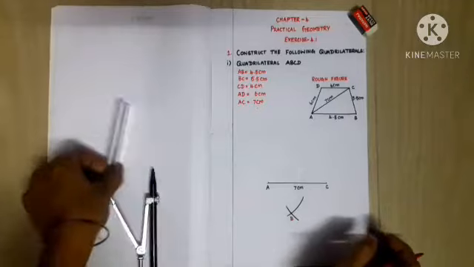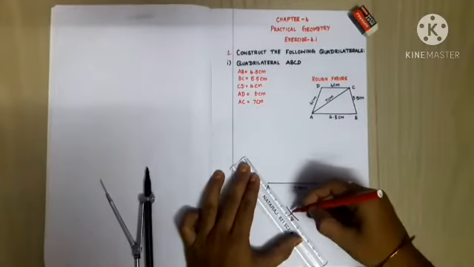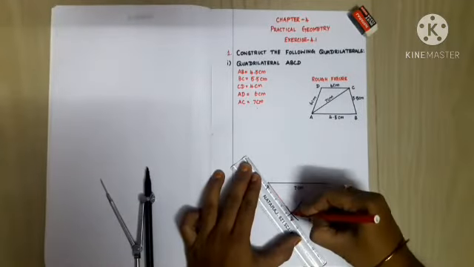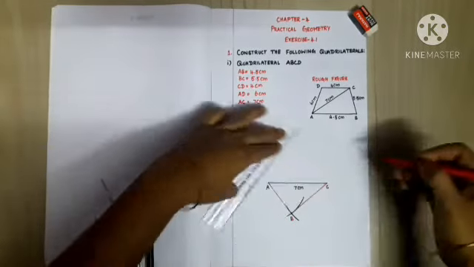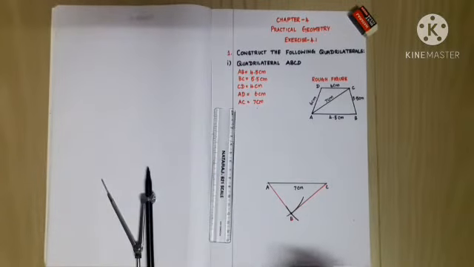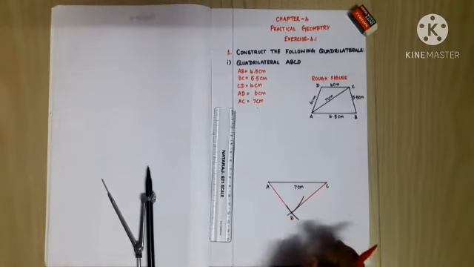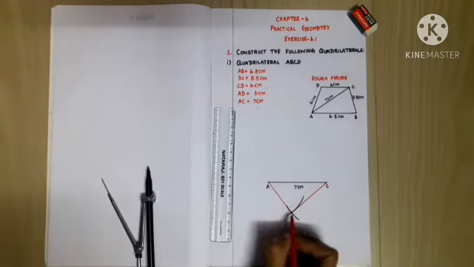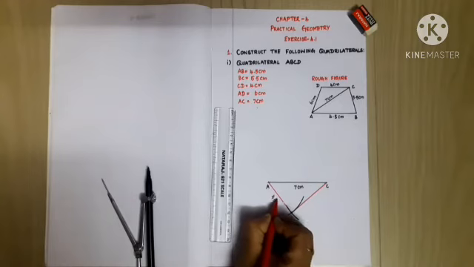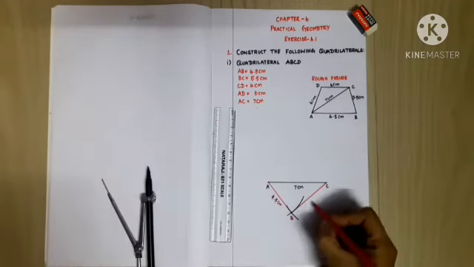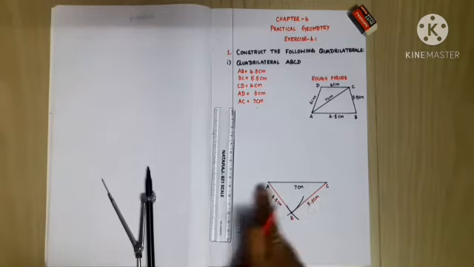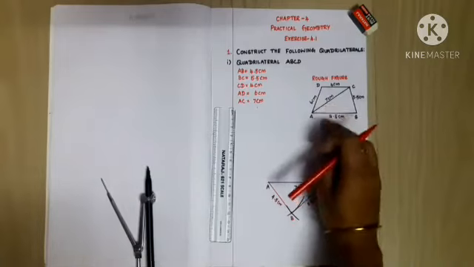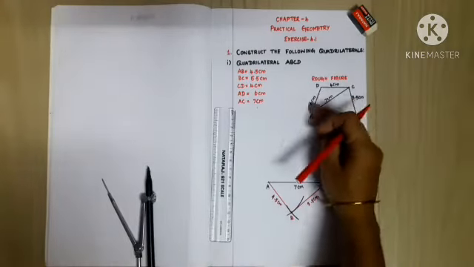Now join A and B and B and C. Yes, for the variation I am using different colors, while in the geometry note you have to use only the pencil. Okay, for AB as 4.5 centimeter and BC as 5.5 centimeter. Okay, now I finished the bottom triangle. Now I have to proceed with the same procedure for the top triangle.